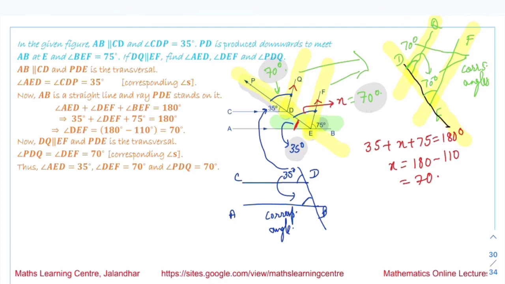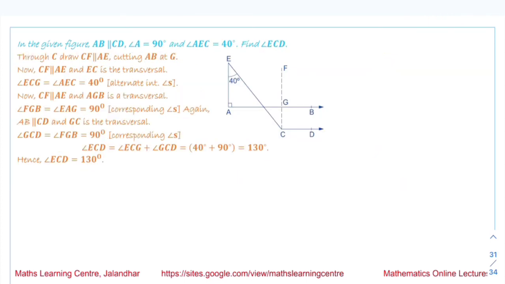Now in the next question, we are given that AB is parallel to CD and angle A is 90 degrees and angle AEC is 40 degrees. We have to find the value of angle ECD. So first of all, we are going to draw CF perpendicular to AE, cutting AB at G. So we have drawn this line over here. This is the construction that we have done.